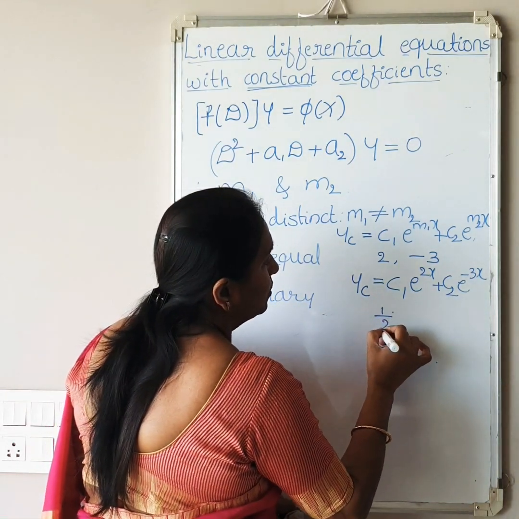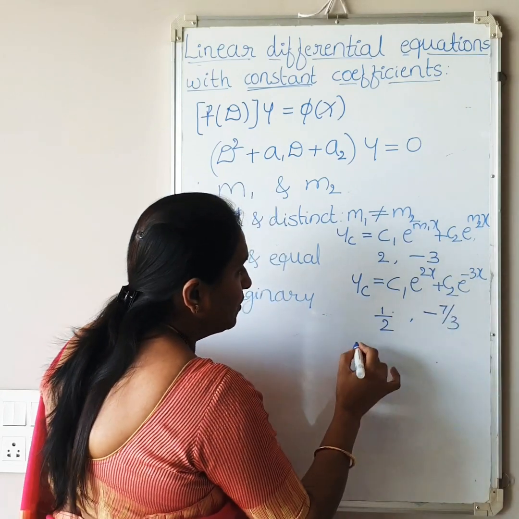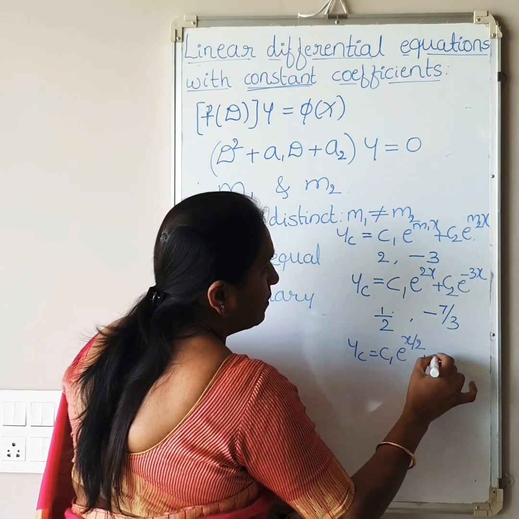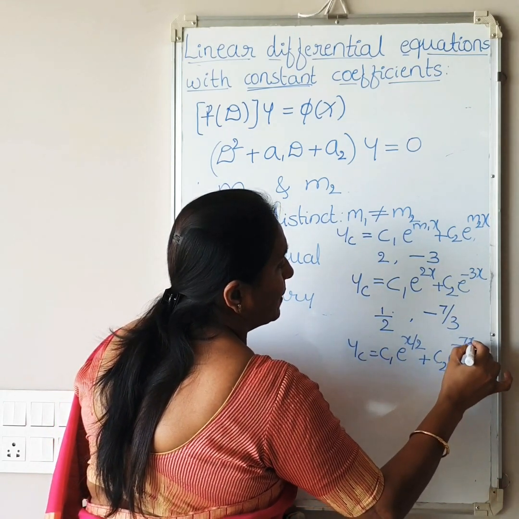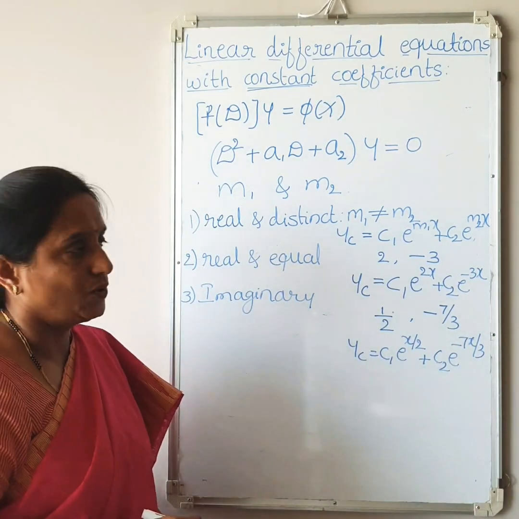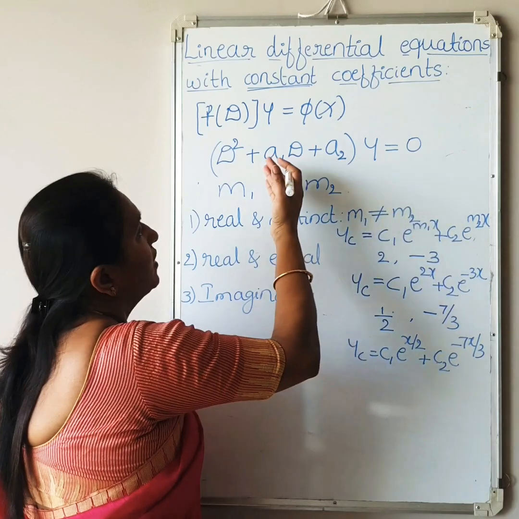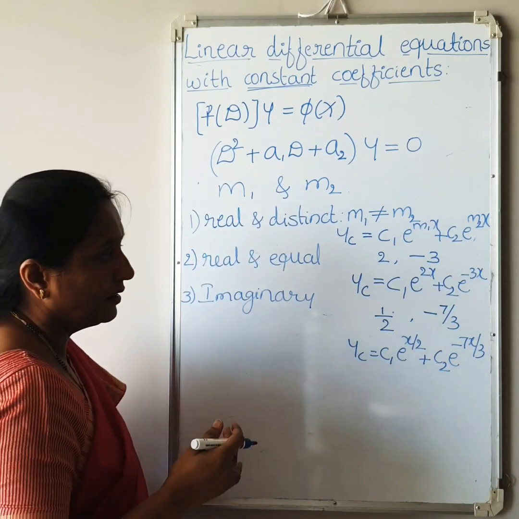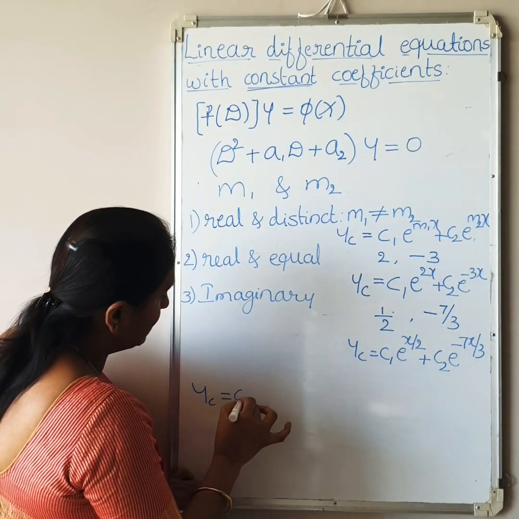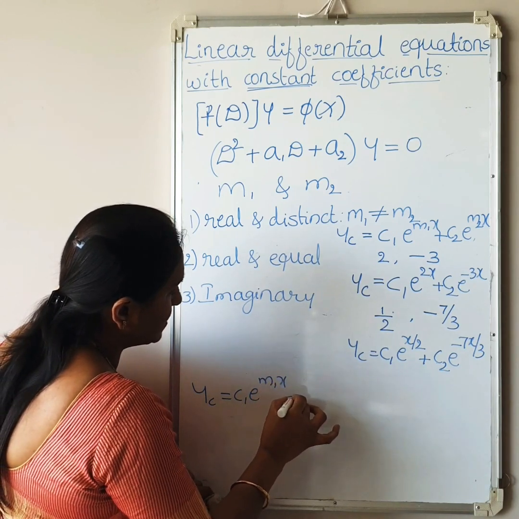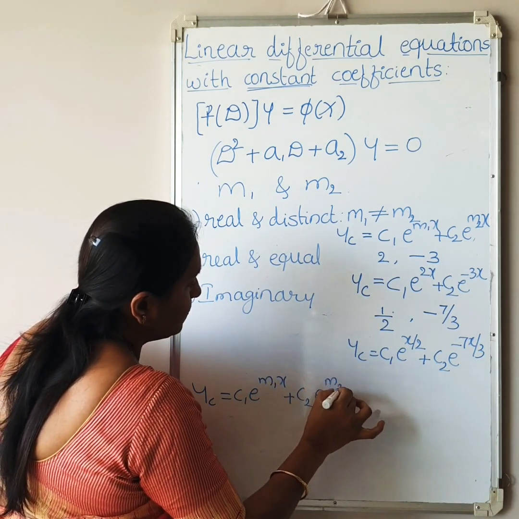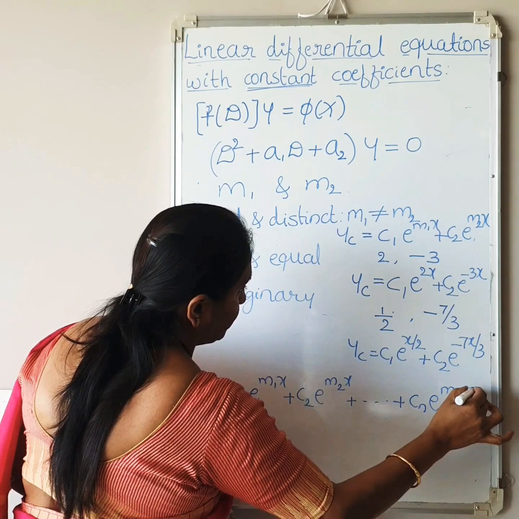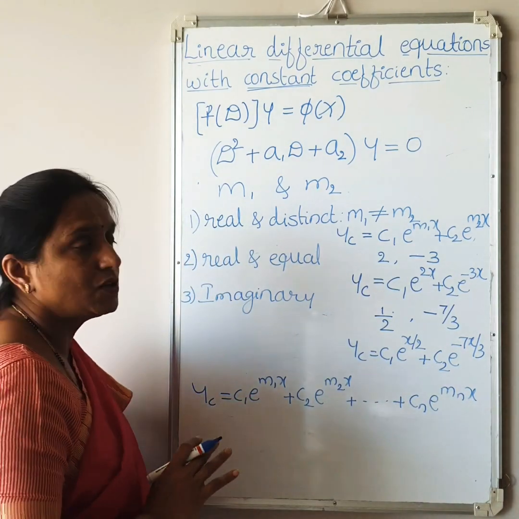Suppose the roots are 1 by 2 and minus 7 by 3. Then yc is equal to c1 e raised to x by 2 plus c2 e raised to minus 7x by 3. In this way we have to write the solution. If it is order 2, we will get 2 constants and 2 roots. If it is of nth order, then yc will be c1 e raised to m1x plus c2 e raised to m2x plus so on, cn e raised to mnx. In this way we get the solution.